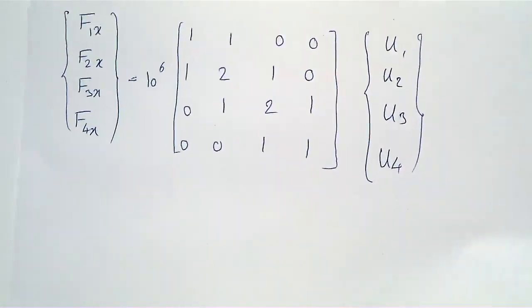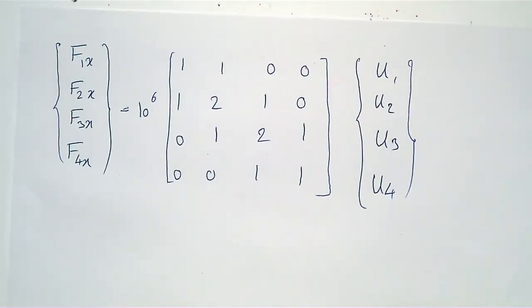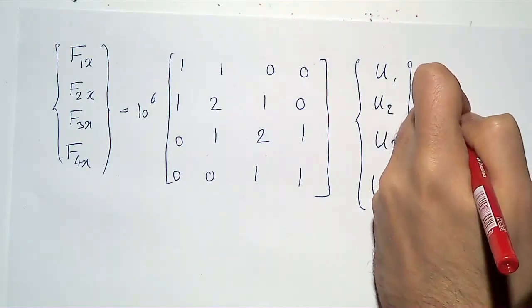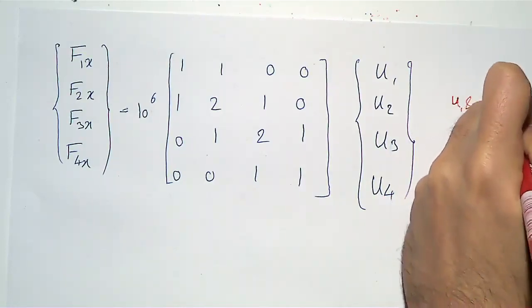So now let's see how we can implement these loading and boundary conditions. This is the general FEA formula. Capital F are the external forces, and U1, U2, U3, U4 are the displacements. So we know that U1 and U4 are 0.